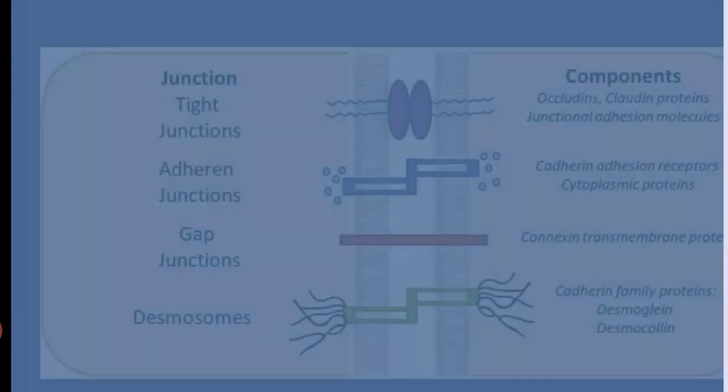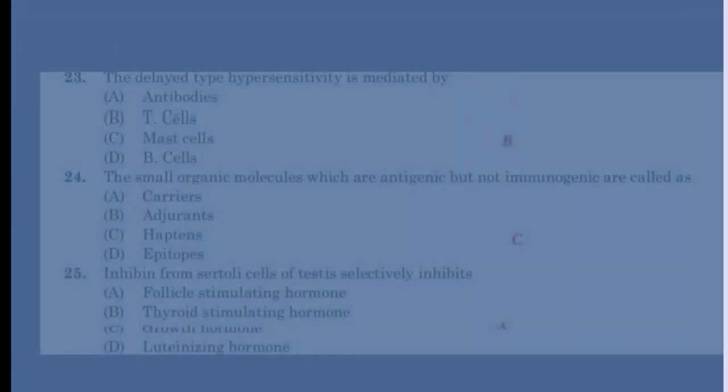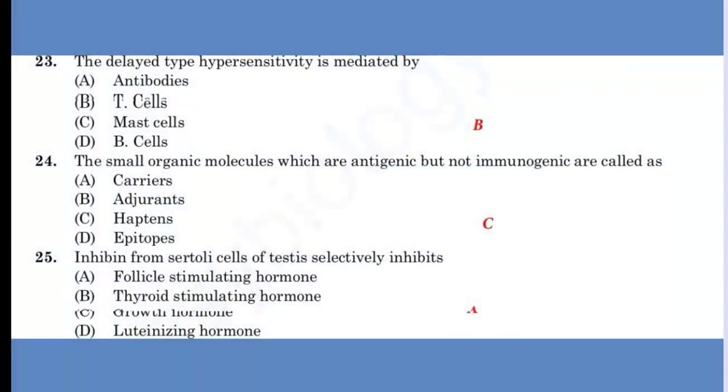Then the next question, delayed type hypersensitivity is mediated by. Delayed type hypersensitivity is mediated by T cells. Looking at the other options, antibodies are globular proteins synthesized by our immune system in response to a particular antigen. B cells are responsible for production of the antibodies.